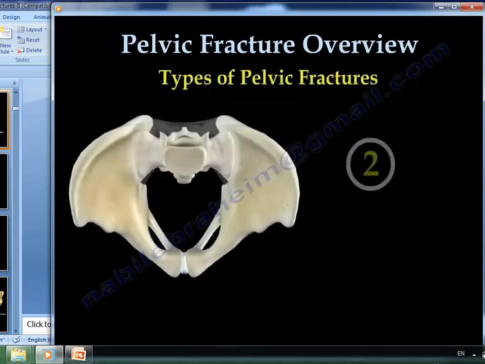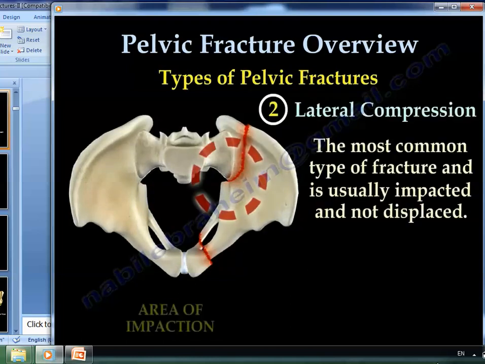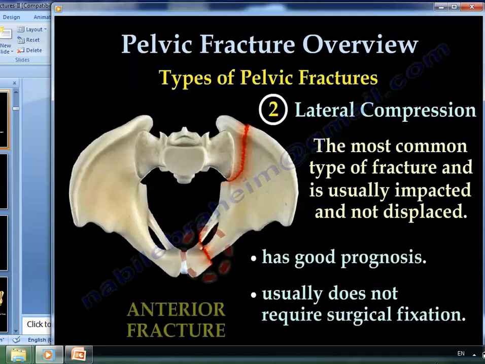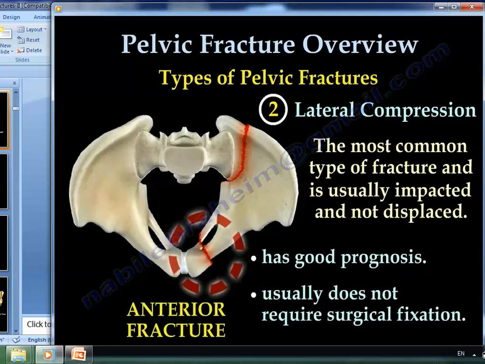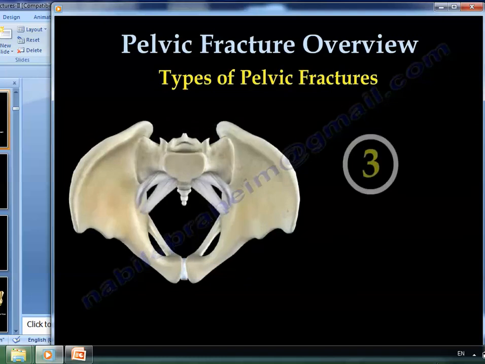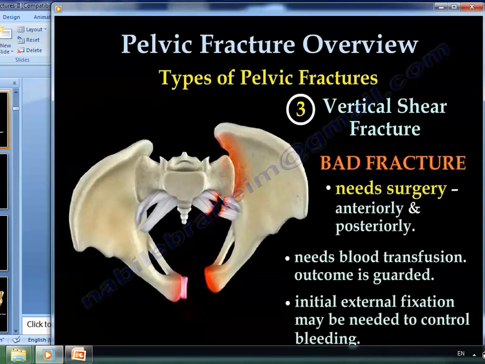The lateral compression type. It is the most common type of fracture and is usually impacted and not displaced. It has a good prognosis, usually doesn't require surgical fixation. The third type is the vertical shear fracture. It is a bad fracture. It needs surgery anteriorly and posteriorly. It needs blood transfusion, extensive blood transfusion.